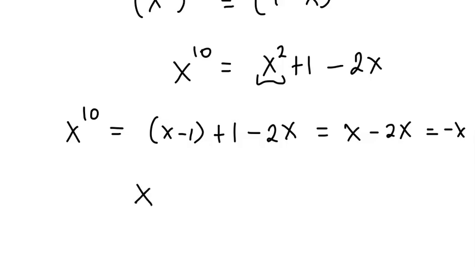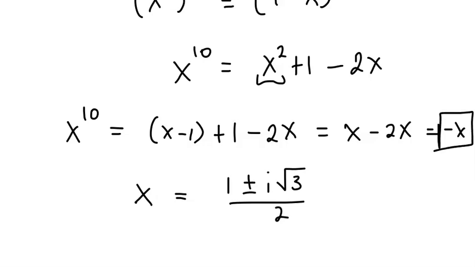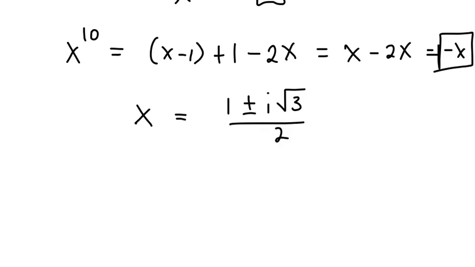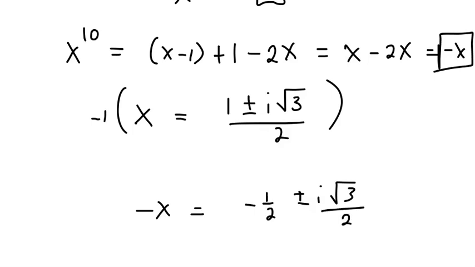Awesome. Now recall we solved the quadratic equation earlier. We got 1 plus or minus i root of 3 divided by 2. And here x to the power of 10 is equal to negative x. So let's find negative x. Let's multiply both sides by negative 1. So we're going to have negative x is equal to, remember 1 over 2 is positive, so this will become negative 1 over 2, plus or minus i root of 3 divided by 2, or negative 1 plus or minus i root of 3 divided by 2.